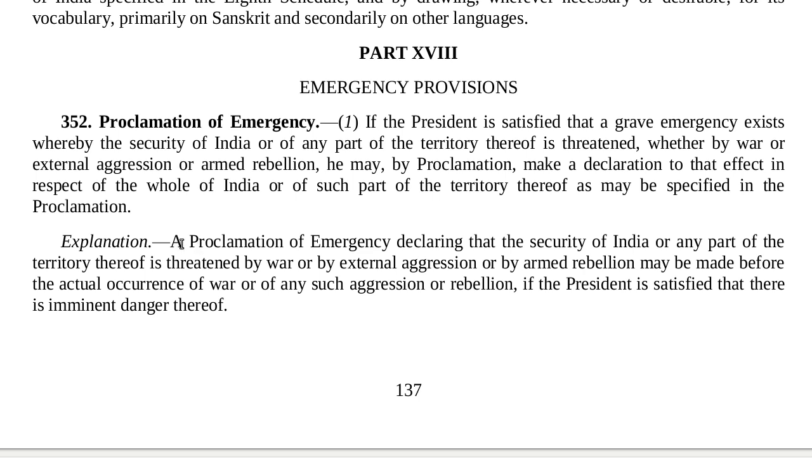Explanation. A proclamation of emergency declaring that the security of India or any part of the territory thereof is threatened by war or by external aggression or by armed rebellion may be made before the actual occurrence of war or any such aggression or rebellion if the President is satisfied that there is an imminent danger thereof.